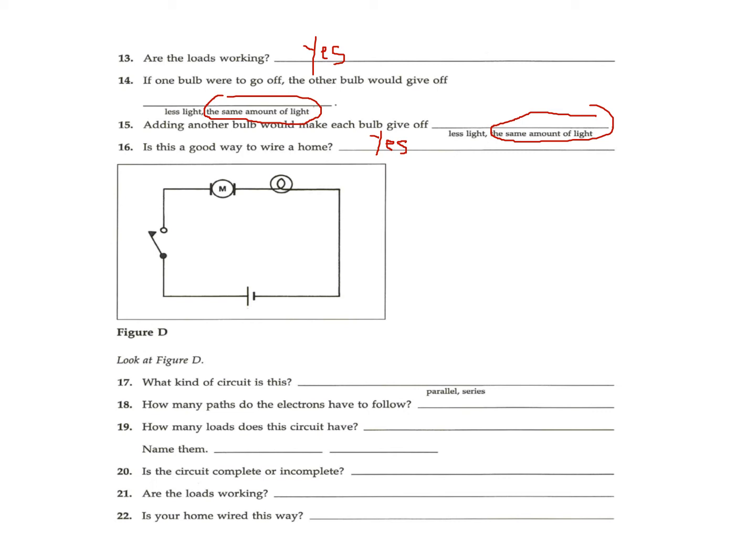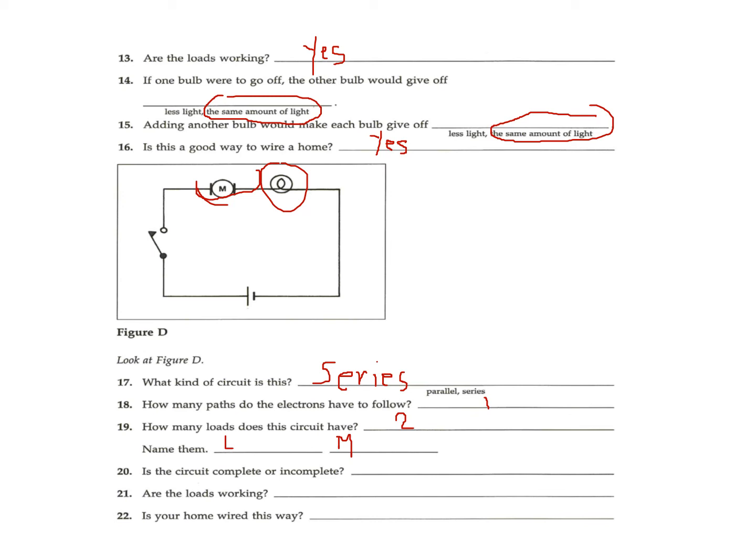This picture is with symbols. Again, this is one loop. So this is a series circuit. One path, series. How many paths do you have? One. How many loads? Two. Now I'm just not going to write the full name, but light bulb and motor, right? You can see a motor and light bulb. It's hard for me to write, so light bulb and motor, two.